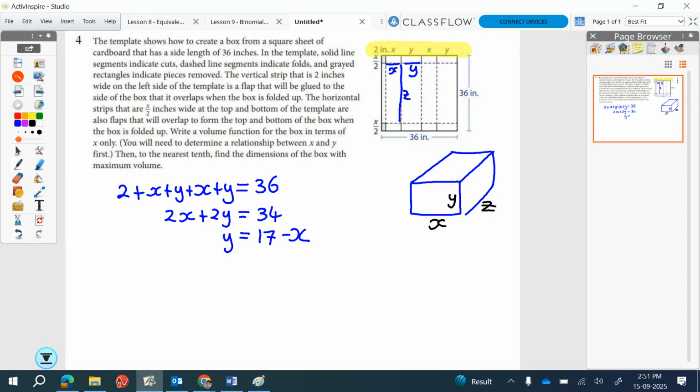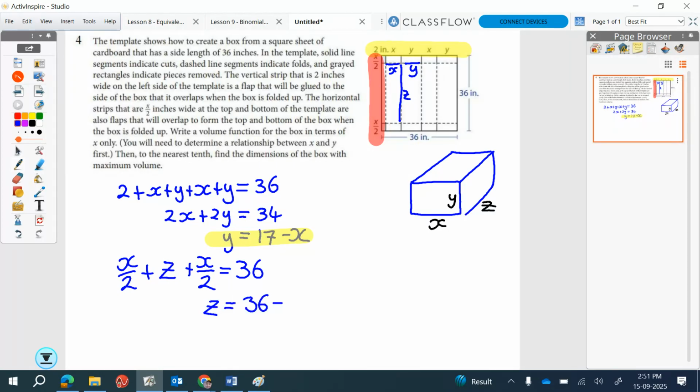Next we can find the length z. So we got another one down in this direction here. So down in this direction we can say that x over 2 plus z plus x over 2 is also going to equal 36. This gives us that z is equal to 36 minus x.